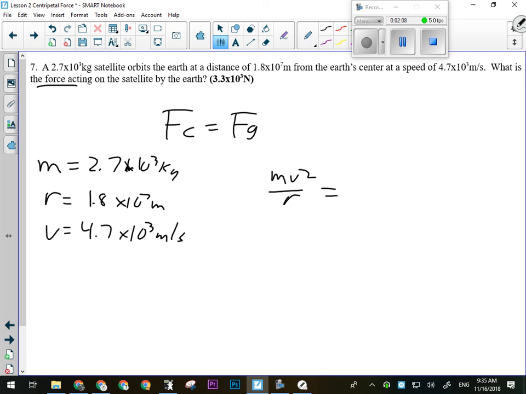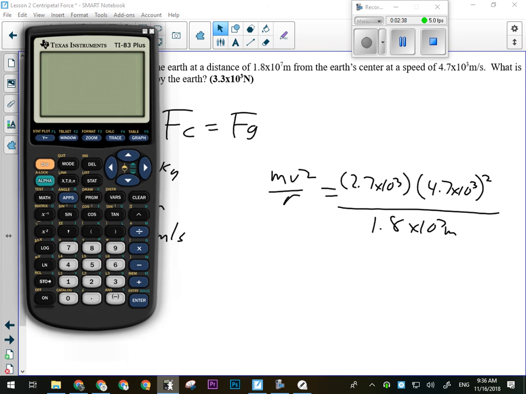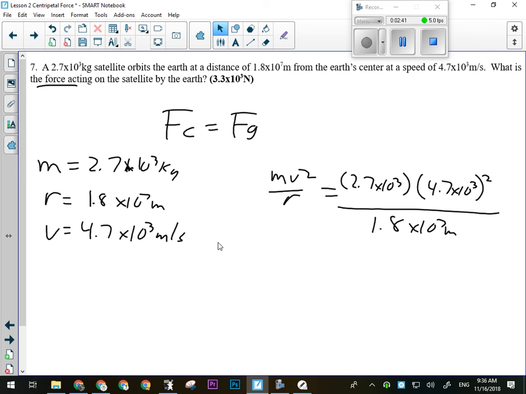So the lesson on this question is always make sure you look at what you're given. Do I need to go and get really complex, or do I have all the stuff I already need? In this question, it's just a matter of plugging numbers in. So we go 2.7 times 10 to the 3 kilograms, times 4.7 times 10 to the 3 squared, divided by 1.8 times 10 to the 7 meters. When we do that, we're going to get 3.3 times 10 to the 3 newtons. That would be the gravitational force acting on that satellite.